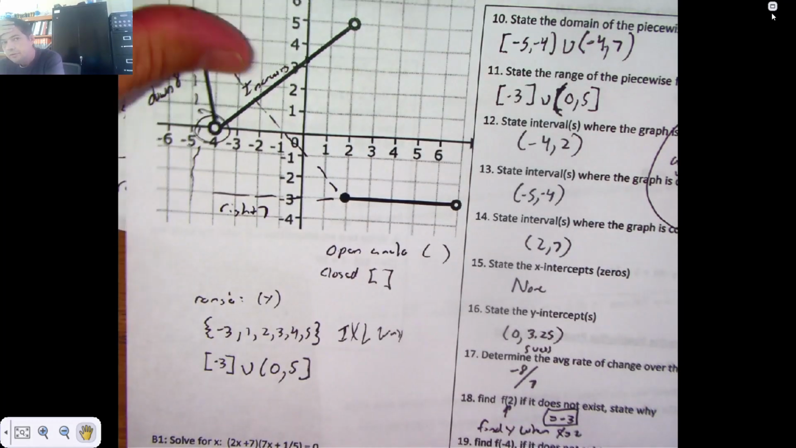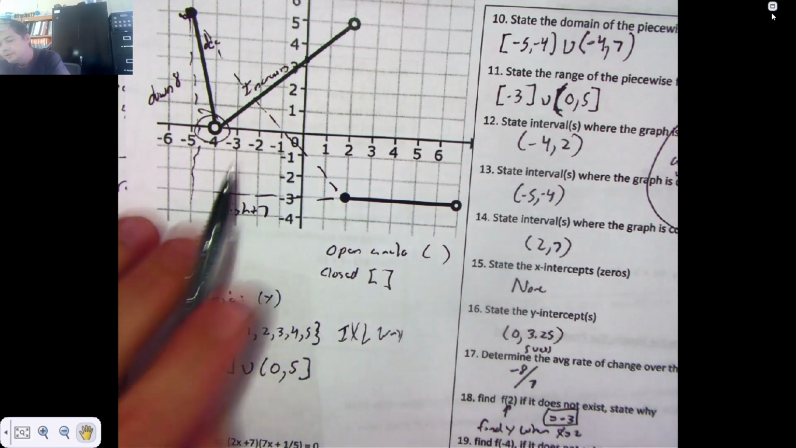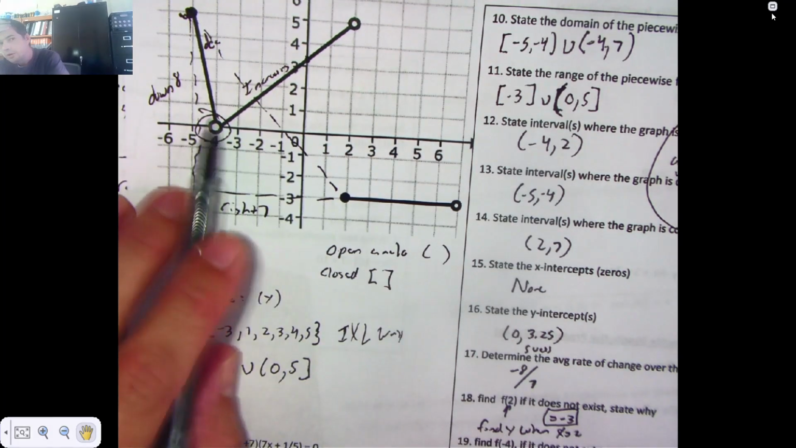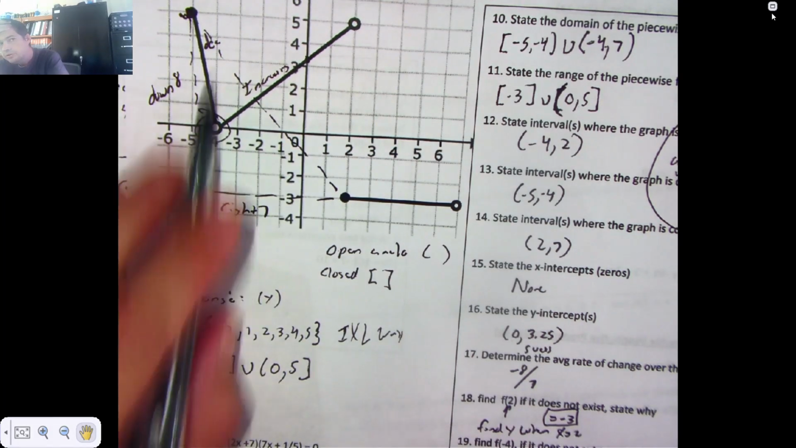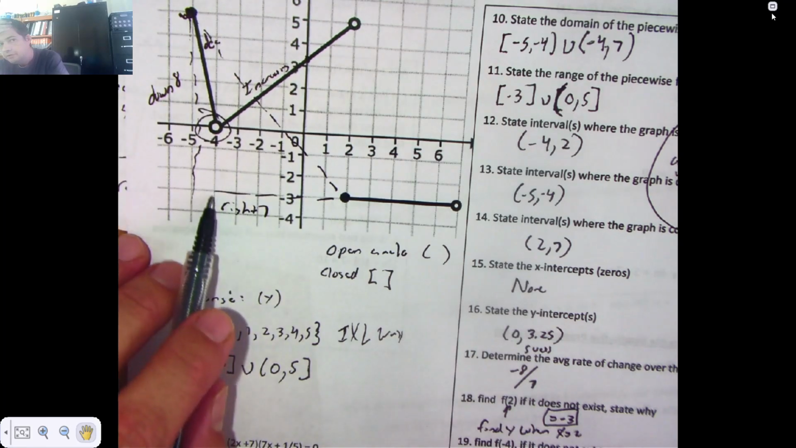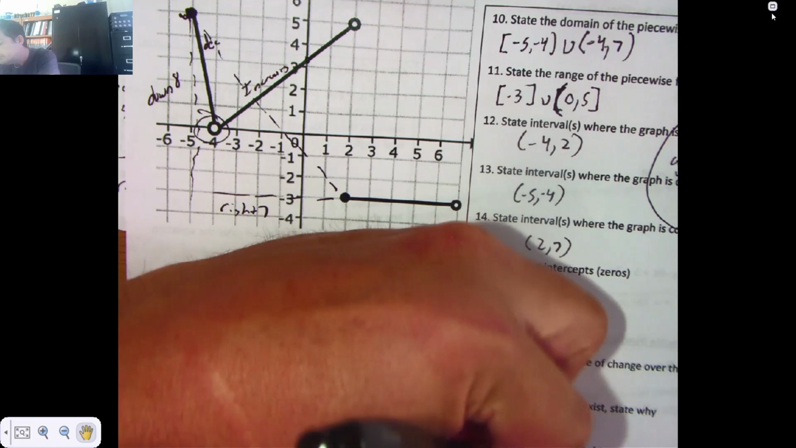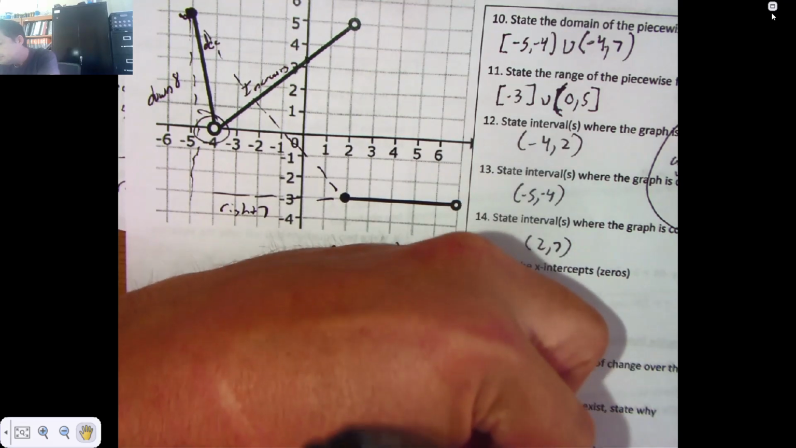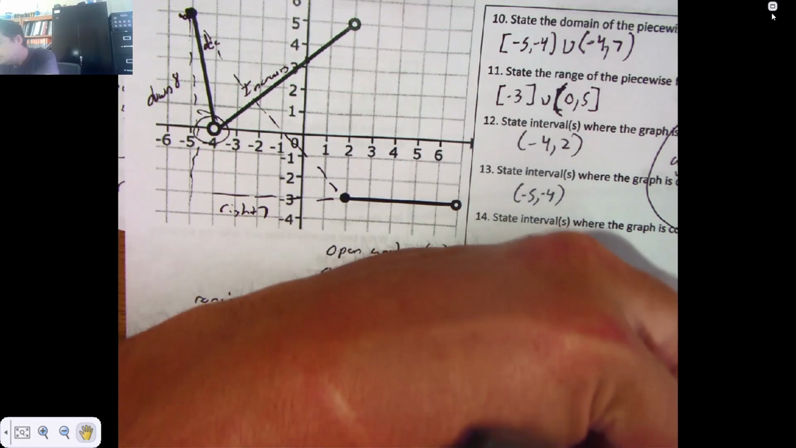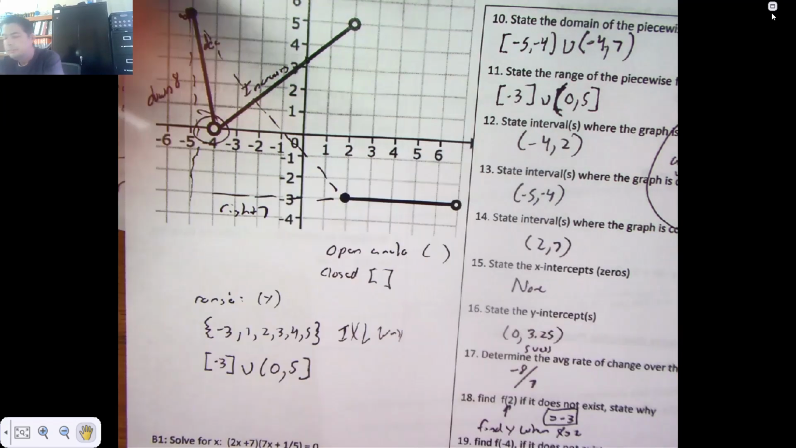Find f of -4. So when I go to where x is -4, I see a hole. And there's nowhere else the graph is drawn for me to plug in a value. So it does not exist because x equals -4 is not in the domain. I mean, look up here.